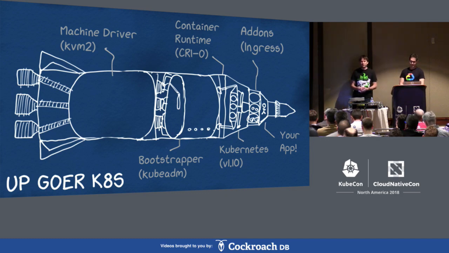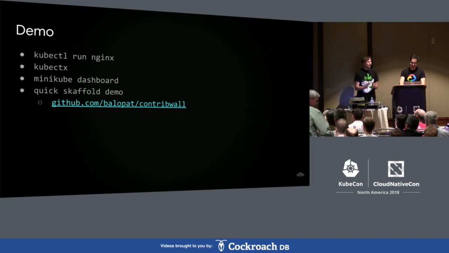We've got container runtimes. Here I selected CRI-O. There's also a variety of things. We've got Kubernetes itself as kind of the orbiter. We've got add-ons. Here I selected Ingress, and then your app is kind of hiding there at the very top of the stack. And so, yeah, that's basically what MiniCube does in a nutshell: assemble all these parts.